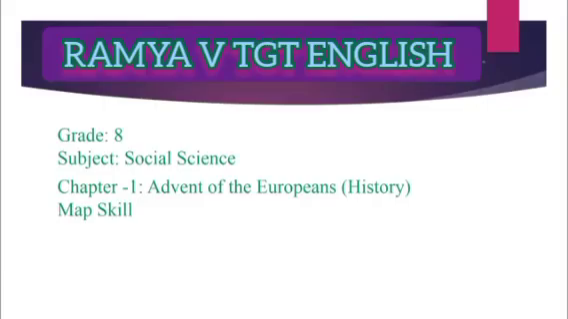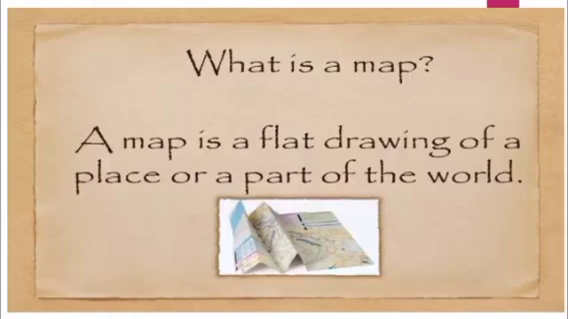We have already seen the first chapter in history, which is Advent of the Europeans. In today's class, we are going to see map skill. First, we have to know what is a map. A map is a flat drawing of a place or a part of the world.